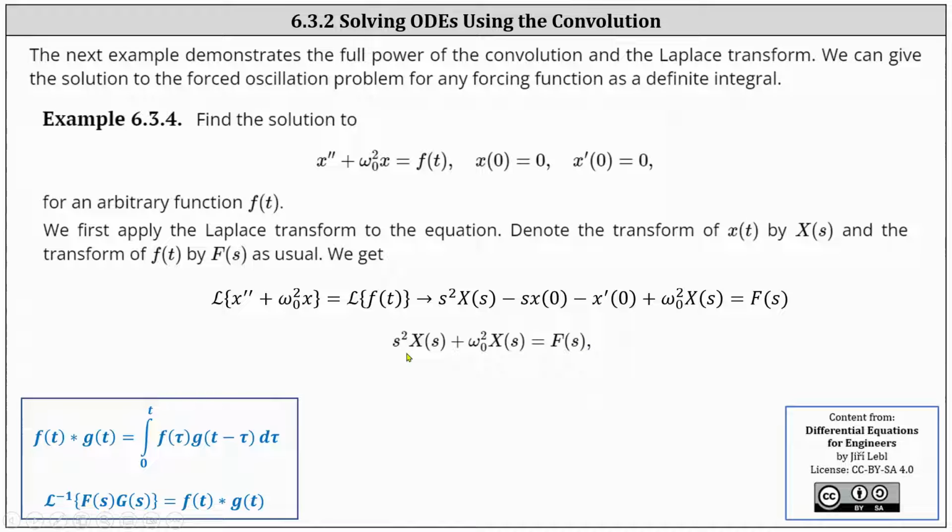And now we solve for big X of s by factoring out big X of s on the left and then dividing both sides by the sum of s squared and omega sub 0 squared. This gives us big X of s equals big F of s times 1 divided by the sum of s squared and omega sub 0 squared. And now to solve for x of t, we take the inverse Laplace transform of both sides of the equation. And now let's continue on the next slide.